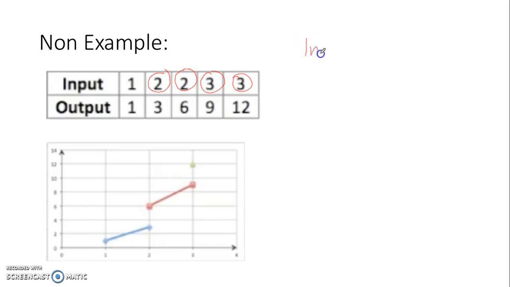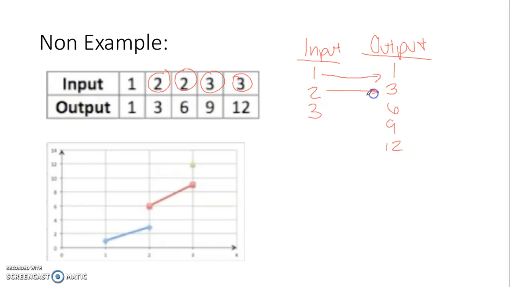Let's draw the arrows like we did before. Okay, we have 1, 2, and 3 in our input, and 1, 3, 6, 9, 12 in our output. We can draw 1 to 1, 2 to 3, and this is where our issue comes in. We cannot have 2 arrows going from the same input to 2 different outputs. This is not a function because we cannot have 2 arrows. We can't have 2 outputs for one input.